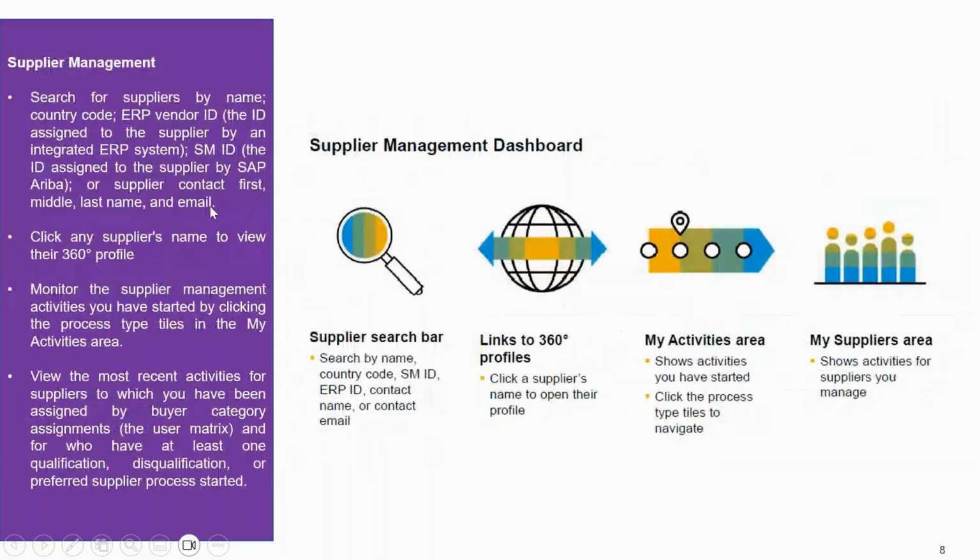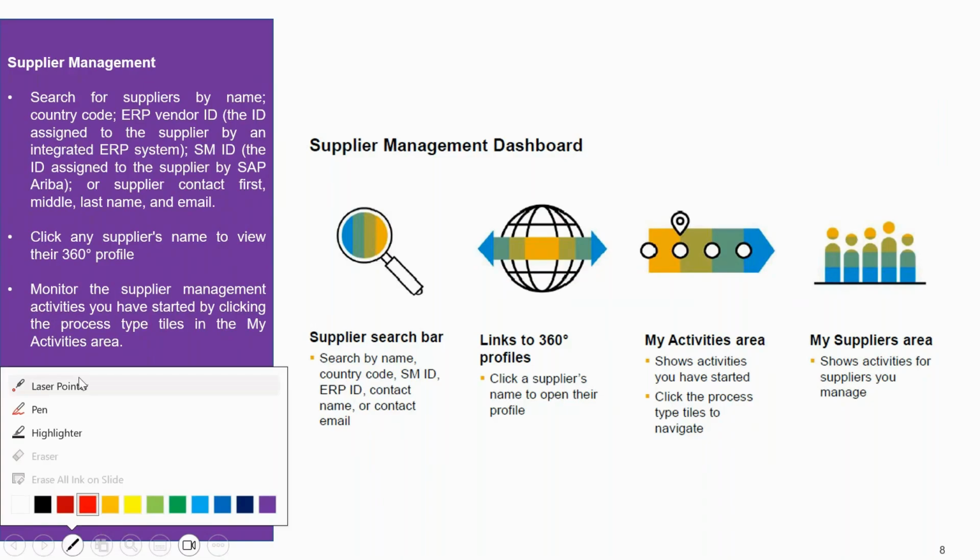Coming back to the slide, a deeper dive into the dashboard. We obviously have the search bar. You can search irrespective of anything. For example, you just know the name, the country code, or only the vendor ID, or only your S4 HANA vendor BP, the business partner ID, which we call ERP ID, or the contact name or email. Irrespective of anything, it's a fuzzy search.